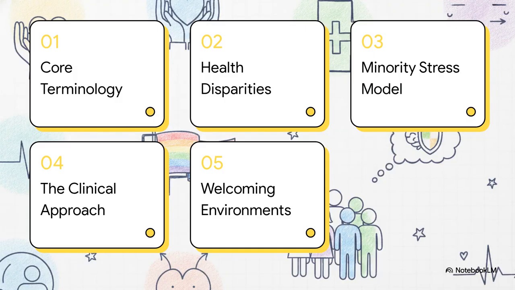Here's our theory to practice roadmap for today. We'll be moving from foundational sociology in our core terminology into some startling epidemiology with alarming health disparities and the minority stress model, and finally into actionable guidelines with the clinical approach and creating welcoming environments.